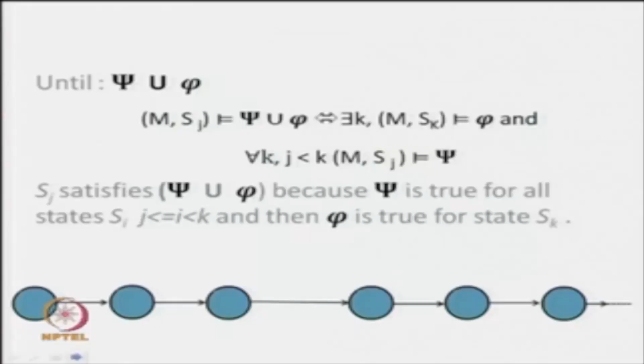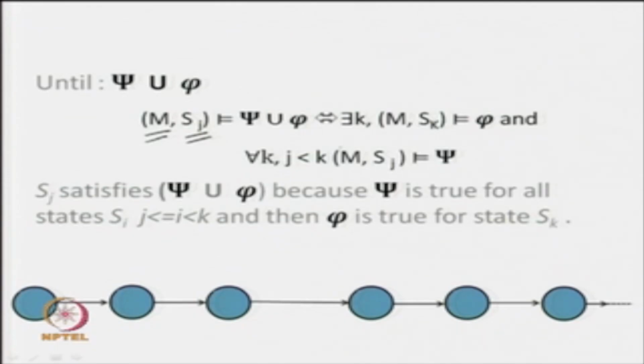The next operator is until. As I have already mentioned, until is a binary operator having two operands, psi and phi, so it is psi until phi. Again we take a model M and one particular state S j, and we see whether in state S j of model M, psi until phi holds or not.